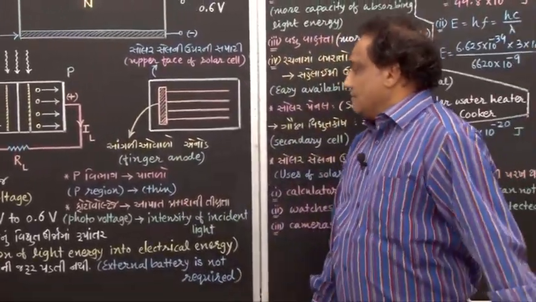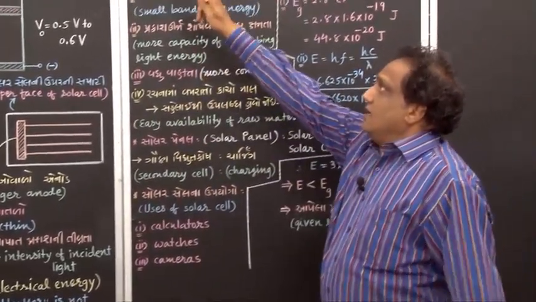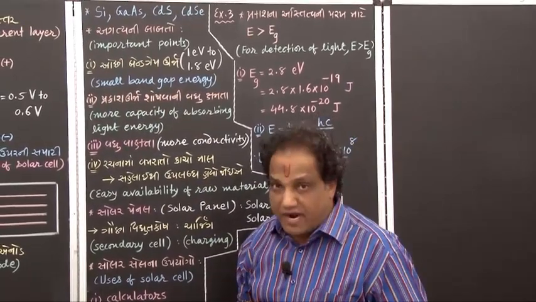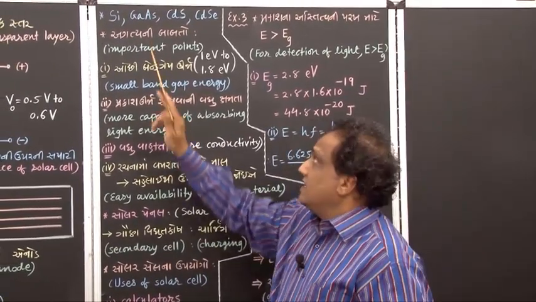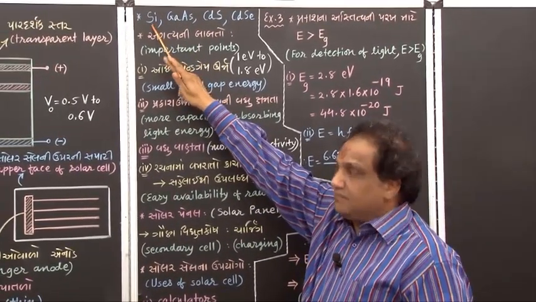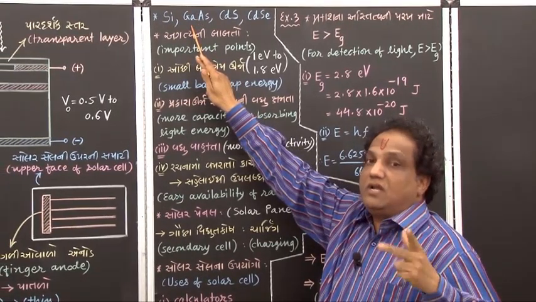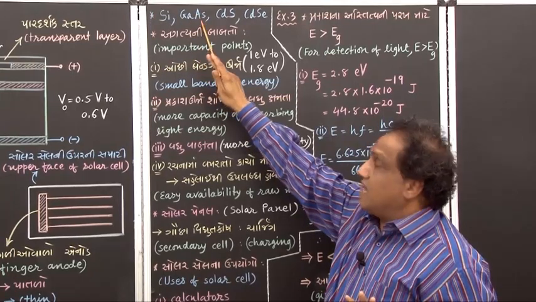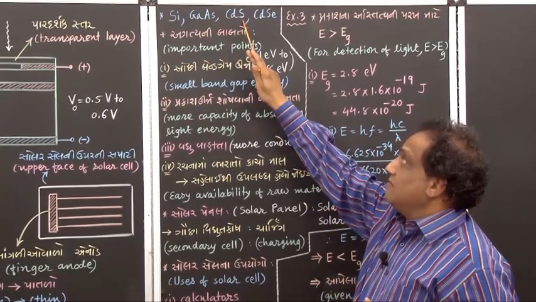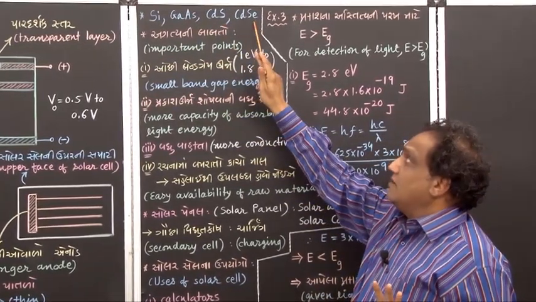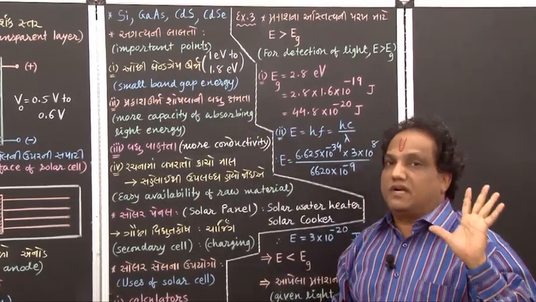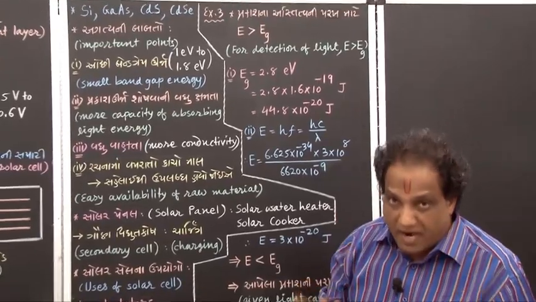Fine. Then through which materials are these solar cells prepared? In practice, we find they are prepared from silicon, and from some other non-carbonic semiconductors like gallium arsenide, then cadmium sulfide, then cadmium selenide. Out of these non-carbonic semiconductors, these solar cells are prepared.